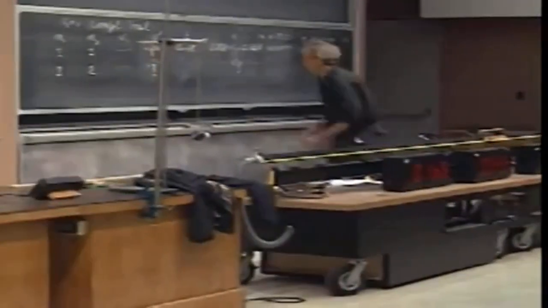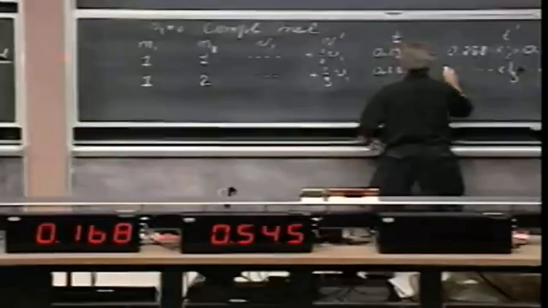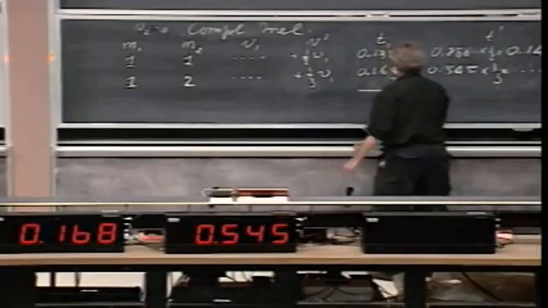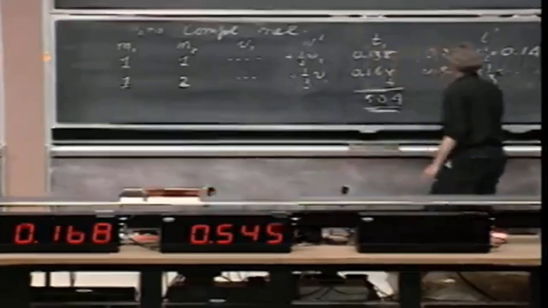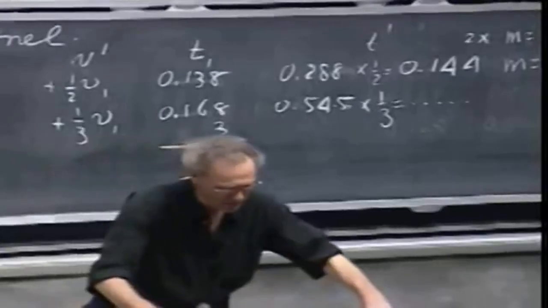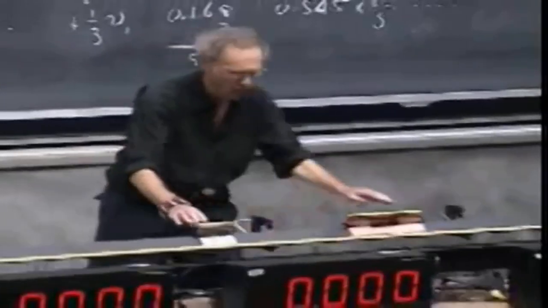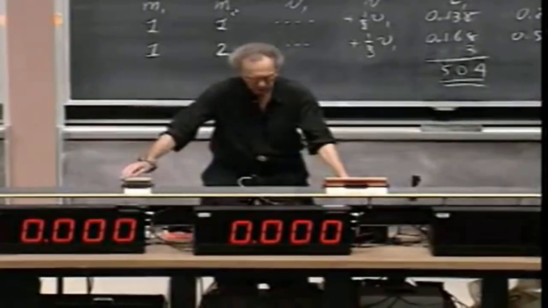168, 545. Multiply this by 3. 504, 545. 8% difference is a little high, but these things can happen. I told you they bounced. I didn't like that. And then they got stuck again. I will do it once more. Maybe I'm a little bit luckier.